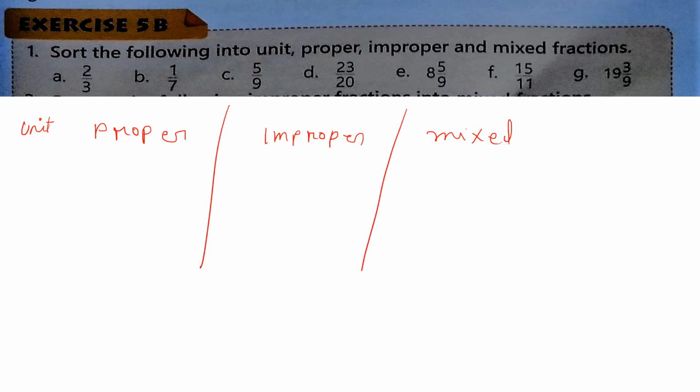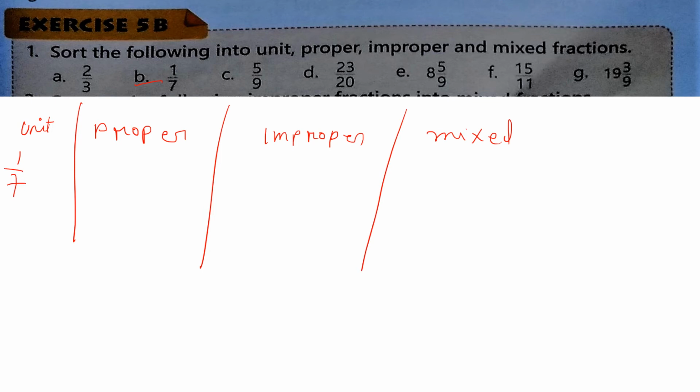Exercise. Sort the following into unit, proper, improper, and mixed fraction. So first we find out the unit fraction. Here the one, this is the unit fraction. So you write it here, 1 by 7, then only 1.